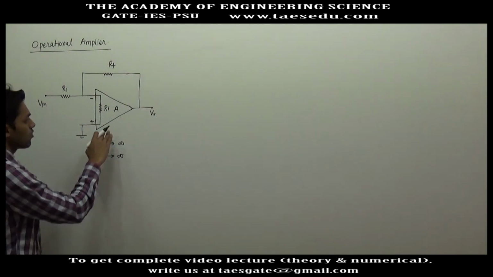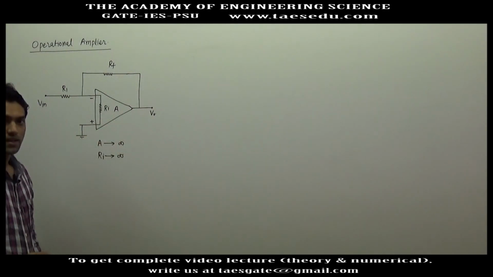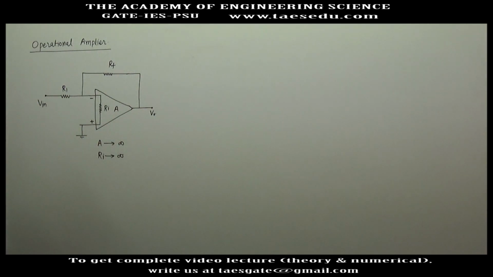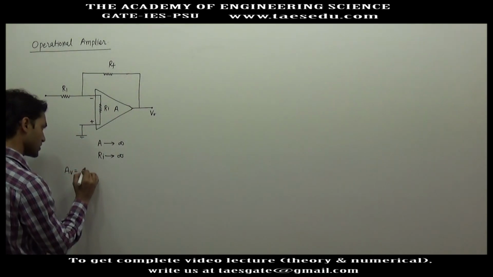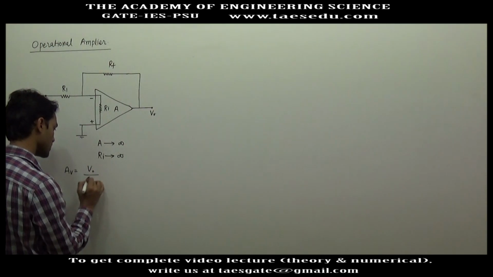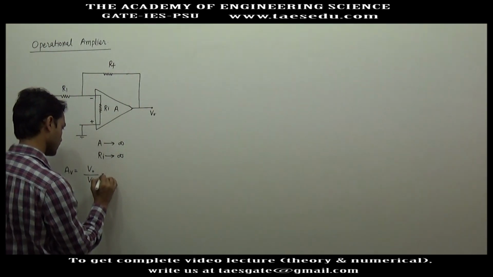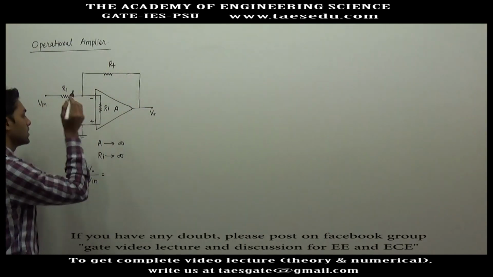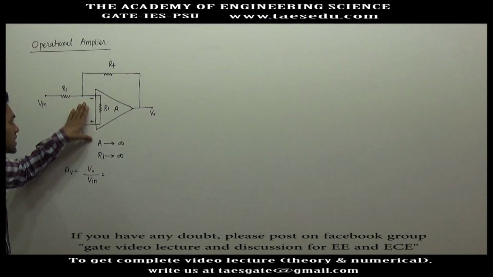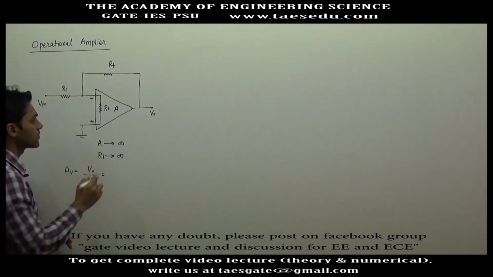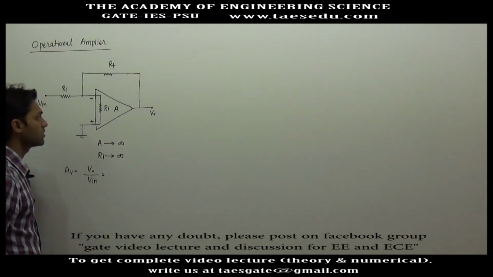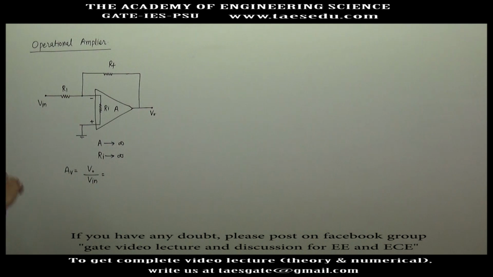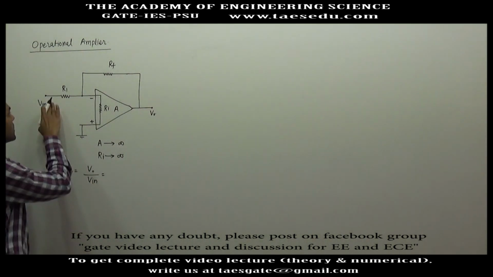Let's say we have an operational amplifier which is connected as negative feedback in this system. We have to derive the formula for the gain of the system, which is system output voltage divided by system input voltage. And since this operational amplifier is ideal, its gain will tend to infinity and input impedance will also tend to infinity.